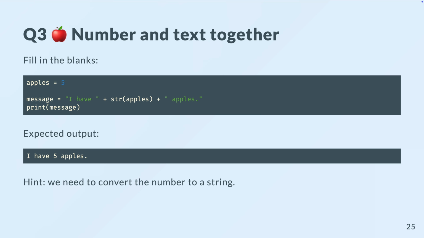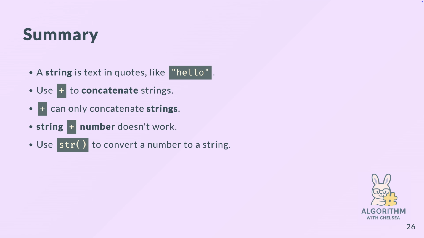Great job. Let's review. A string is text inside quotation marks. We use the plus sign to concatenate strings. Plus can only concatenate strings. If you try to concatenate strings with numbers, Python will raise type error. Instead of direct concatenating string with number, first use str to convert the number into a string.